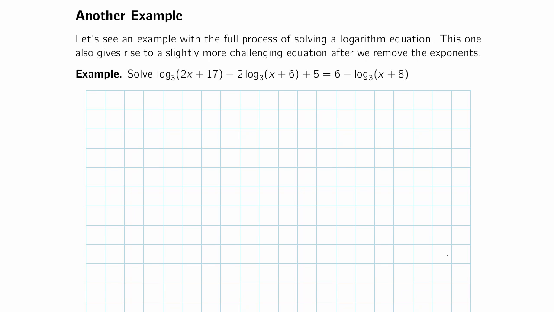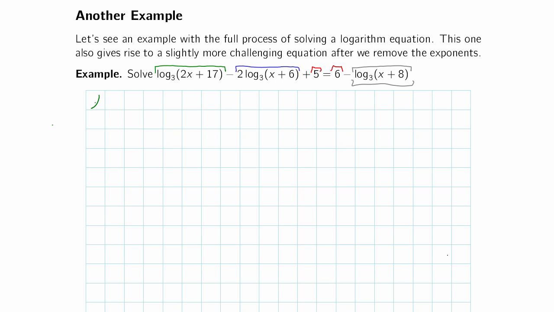We have here one term with a log, and another, and another. And then we have a number here, and a number here. Our first move is going to be to collect all of the log terms on one side, and all of the constants on the other. So we're going to start by adding log base 3 of x plus 8 to both sides.